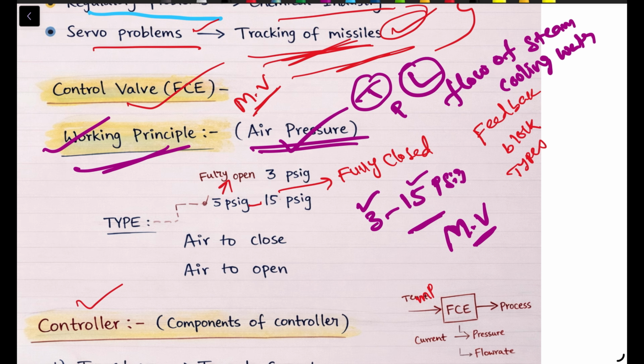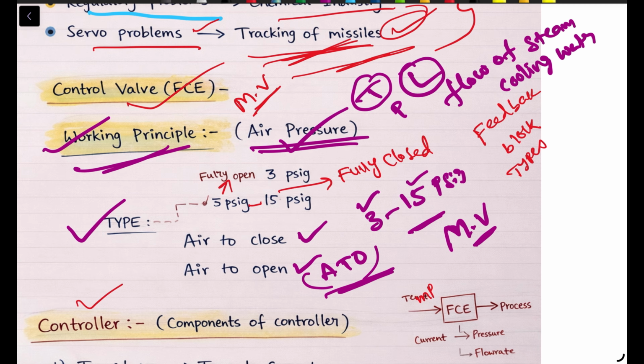What are the types of control valve action? Control valves mainly operate in two modes. One is air to open, another one is air to close. What is the meaning of air to open? That's called ATO. In this case, when the air pressure signal increases, the valve opens. That means higher air pressure means more flow through the valve. That's called air to open.